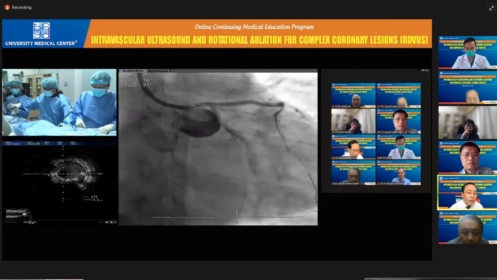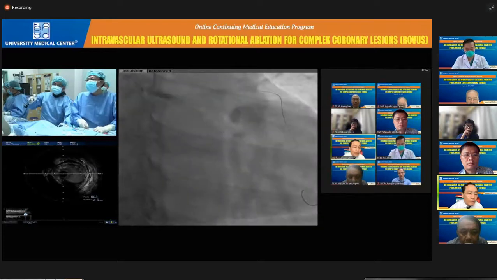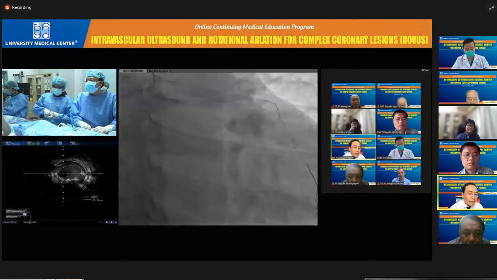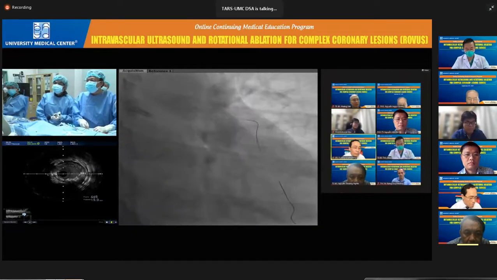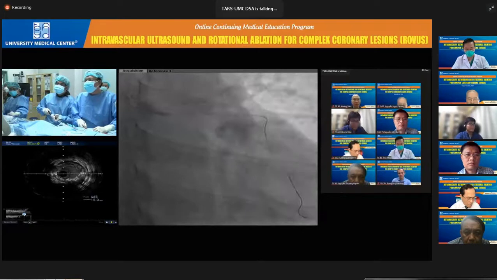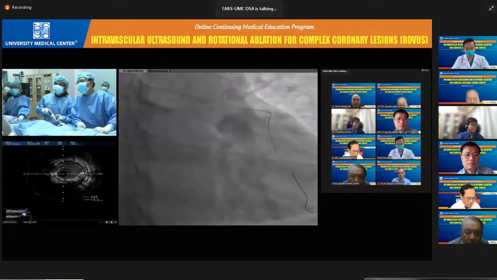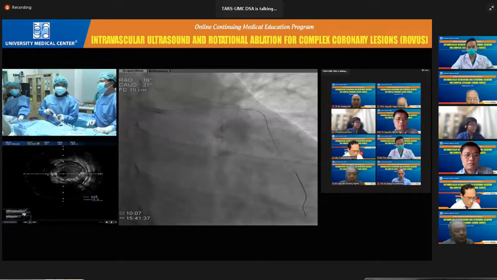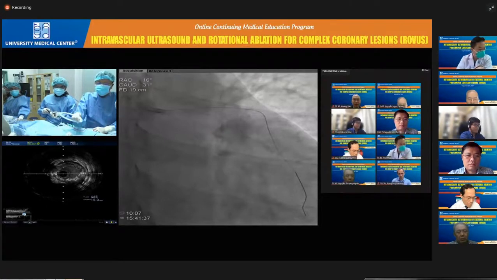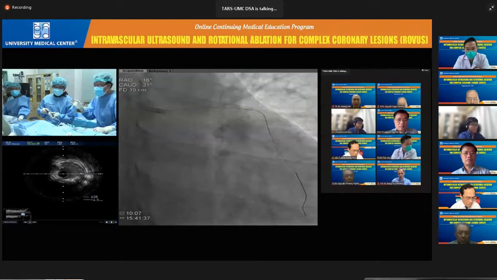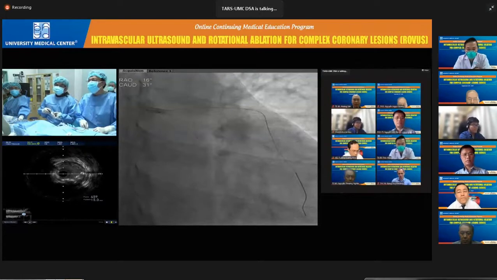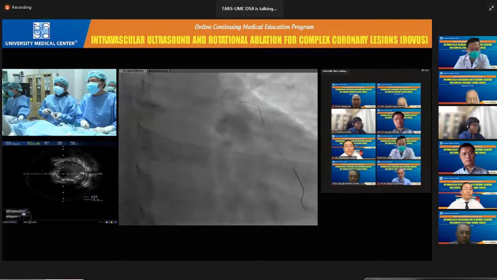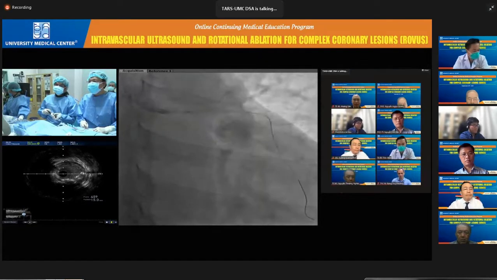What kind of balloon do you use to cross the stent of the LCX now? I prefer the semi-compliant balloon, because with the semi-compliant balloon we can make a cross from the LAD to the left main okay, but the NC balloon only works on one side, from the proximal to the distal of the balloon.